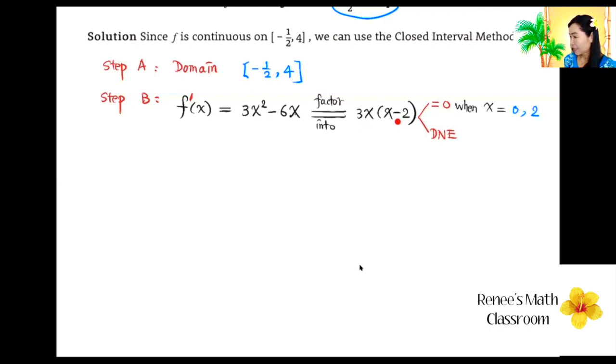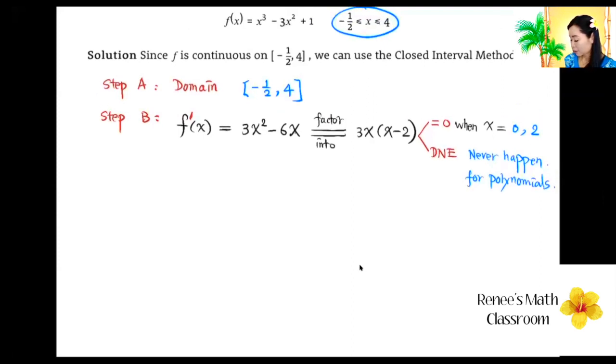When will this be undefined? Since this is a polynomial, it's never going to be undefined, because the domain for a polynomial is all real numbers. So the critical numbers of this function will be those numbers inside this domain. Is 0 inside this domain? Yes. What about 2? Yes. So both of them are critical numbers.